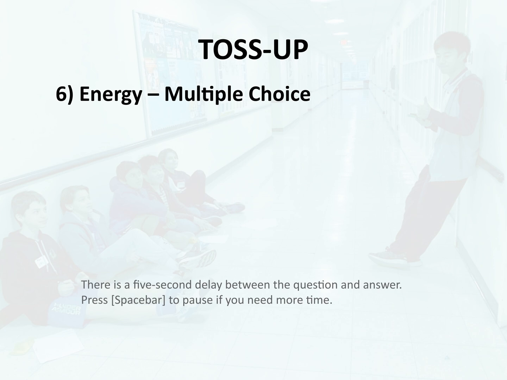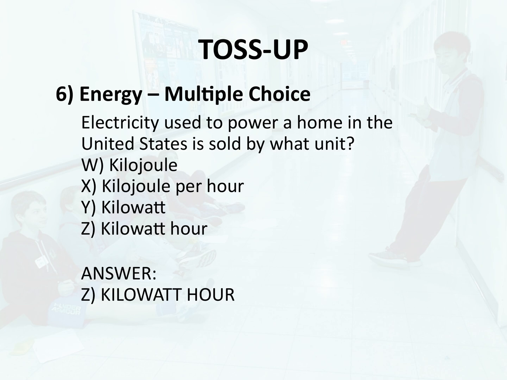Toss-up 6. Energy, multiple choice. Electricity used to power a home in the United States is sold by what unit? W. Kilojoule. X. Kilojoule per hour. Y. Kilowatt. Z. Kilowatt hour. Answer. Z. Kilowatt hour.